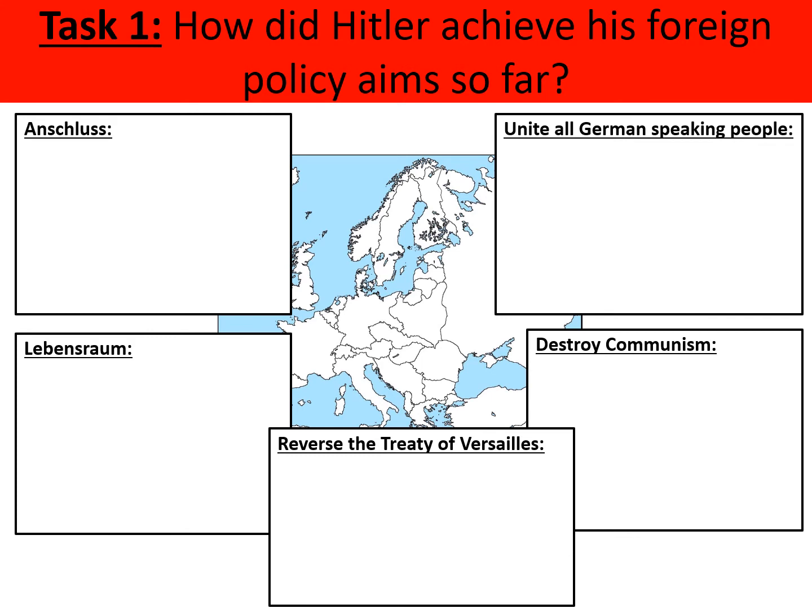So far, what has Hitler managed to achieve? Has he achieved Anschluss yet? He hasn't, has he? Because it failed. Has he started to unite German-speaking people? Well, the Saarland voted to be a part of it, so he has there. Has he destroyed communism yet? No. Has he reversed the Treaty of Versailles? Yes, he has. He's started to build up the army again. He's got the Rhineland back. Has he got Lebensraum yet? I mean, a little bit with the Rhineland, I suppose, but there's not really living space being created, is there? There's nowhere for the Germans to live. So hopefully, by the end of this lesson, he'll have achieved more of his aims. Don't worry, you don't have to fill anything in yet.